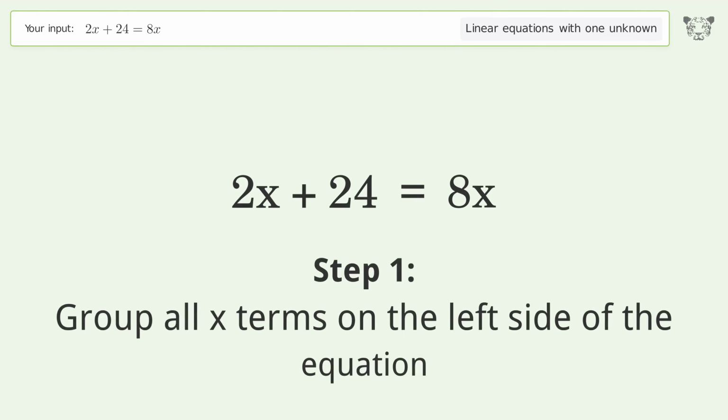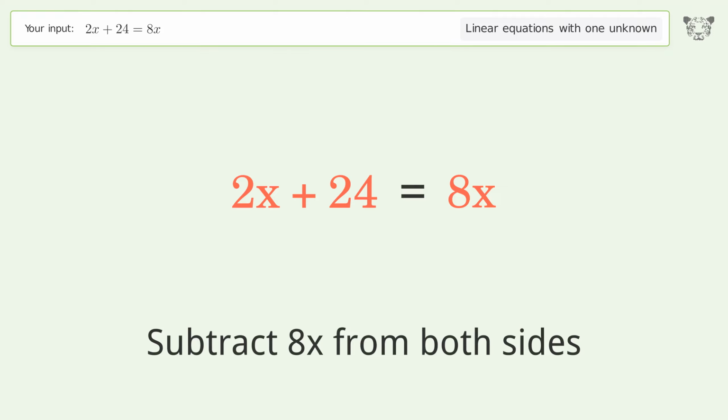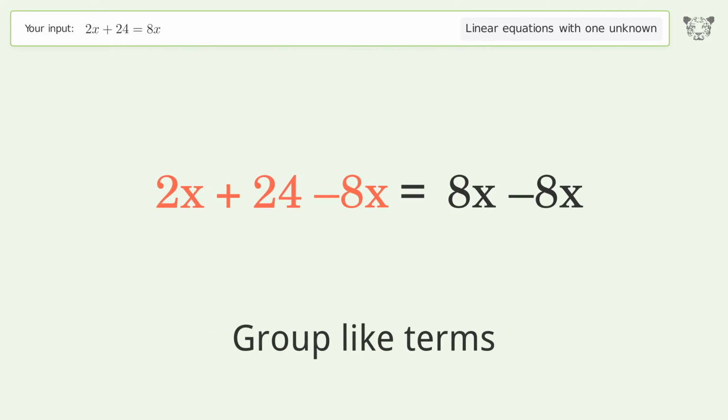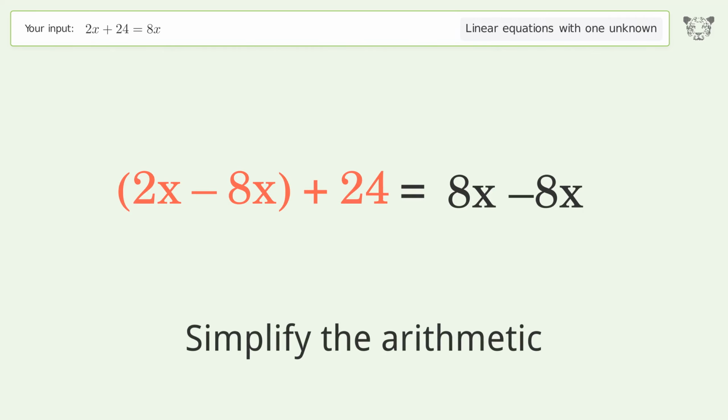Group all x terms on the left side of the equation. Subtract 8x from both sides. Group like terms. Simplify the arithmetic.